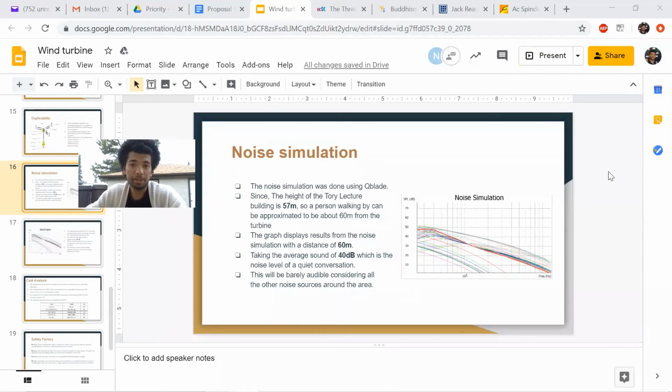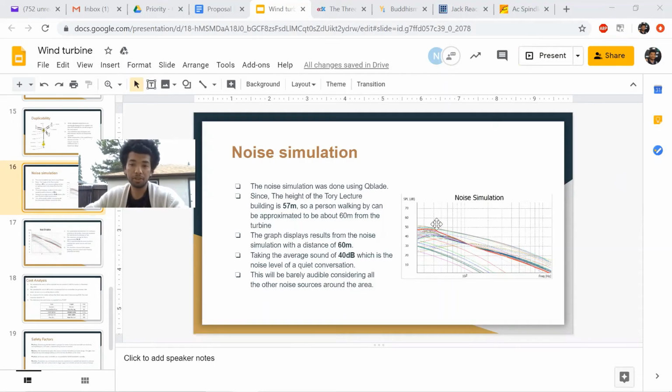So next up, noise simulation. I would like to mention that the noise simulation was also done using Q-blade. So to begin, since the height of the Tory Lecture building is 57 meters, a person walking by around Tory can be assumed to be at 60 meters. So when we're doing our simulations, we put the distance from the turbine for the observer to be 60 meters.